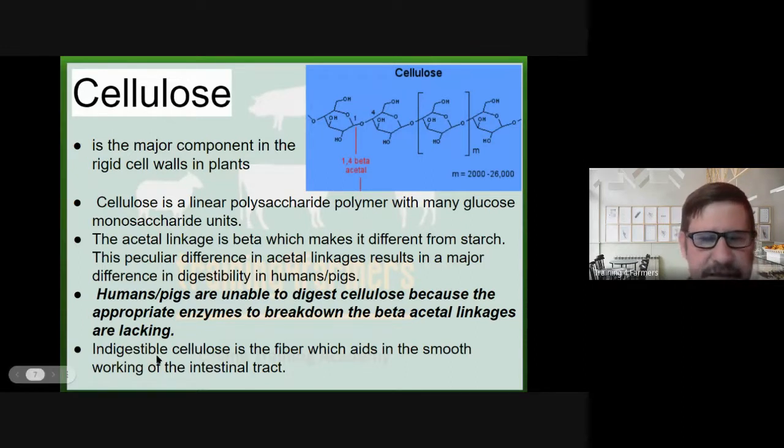Okay, indigestible cellulose is the fiber which aids in the smooth working of the intestinal tract. Guys, I'm saying fiber is a bad thing in grower pigs, but it also has a function in keeping your intestinal tract working properly.